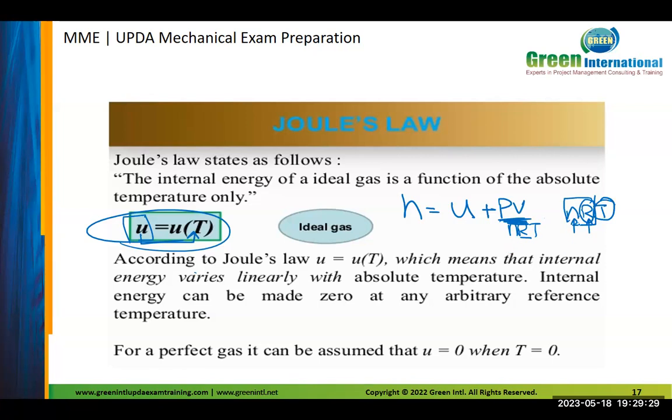So we can take these two as constants. And it means the only variable is temperature. So this part is a function of temperature. And by default, U is a function of temperature. So what is your conclusion now?